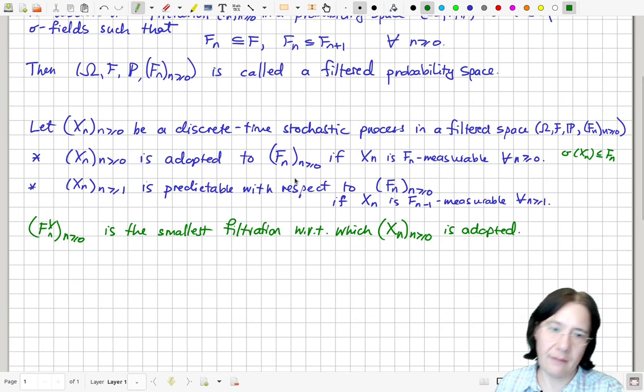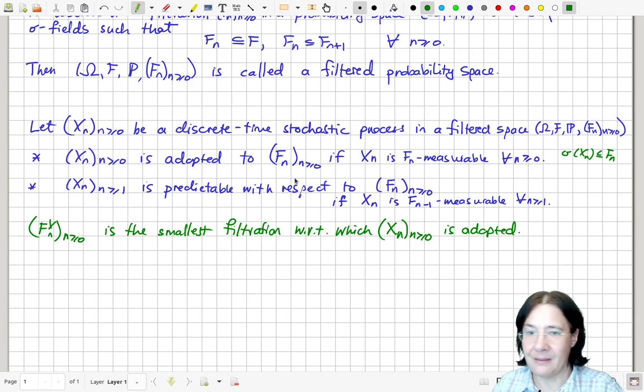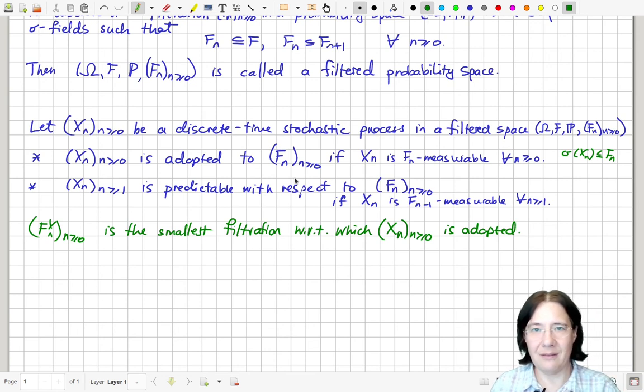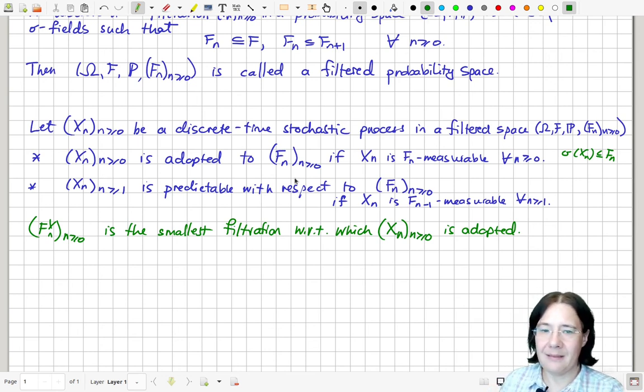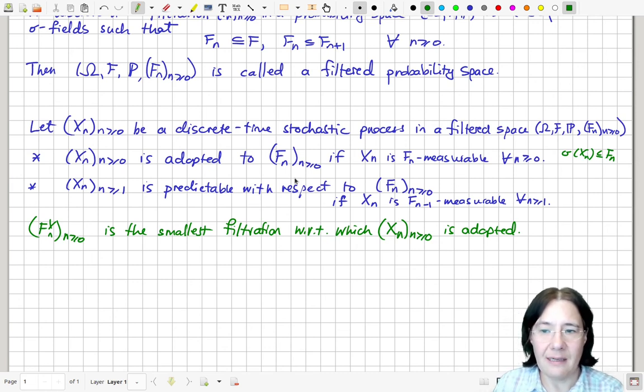There's another notion that we use very often in finance, so it's worth knowing about it, and that's predictability. So we talked about adaptedness, and adaptedness means that given the current sigma field in the filtration, you have all the information you need to know about the current value of your stochastic process. Now, predictability means that if you know the current value of your sigma field in your filtration, then you can actually say what the value of your stochastic process is going to be one step in advance. So literally, it means that your process is predictable given the information that you get over time.